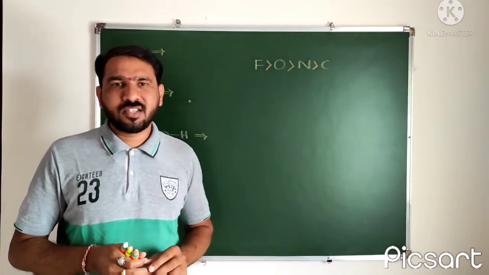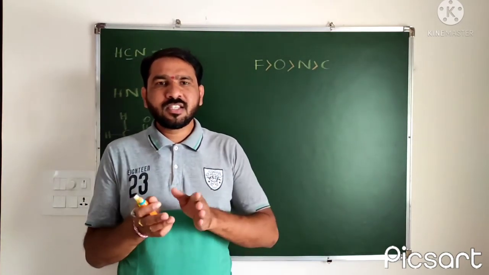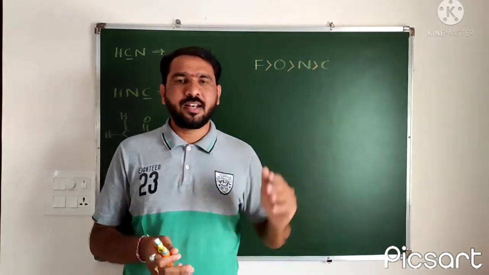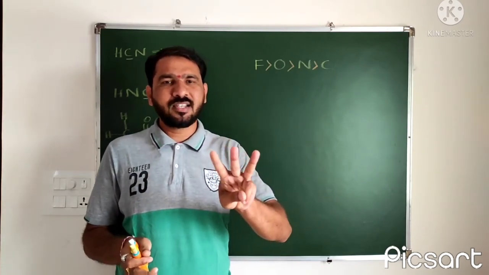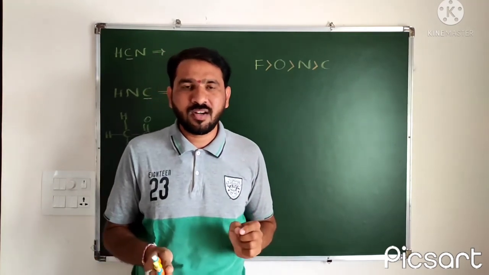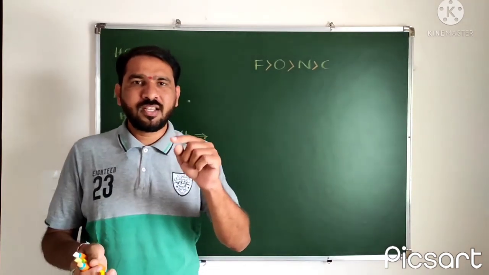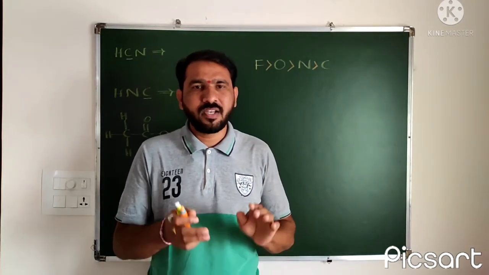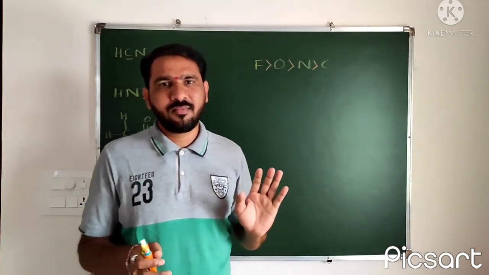Coming to the general oxidation state of nitrogen. Nitrogen's atomic number is 7. The nearest zero group element to nitrogen is neon, whose atomic number is 10. How many electrons difference between these two? 3 electrons, right? So nitrogen can show a -3 oxidation state. When nitrogen gains 3 electrons, it gets the stable electronic configuration of neon. Based on that, nitrogen shows a -3 oxidation state.